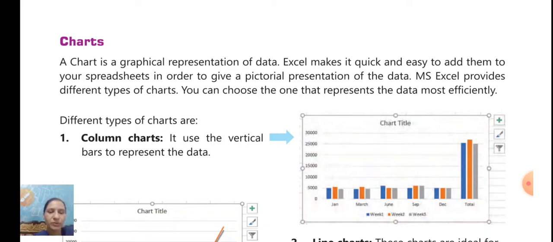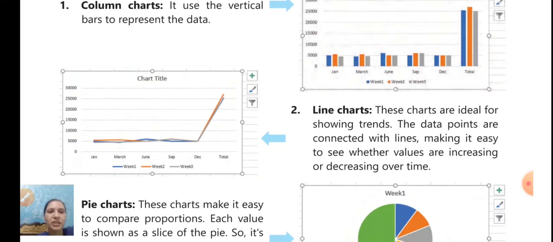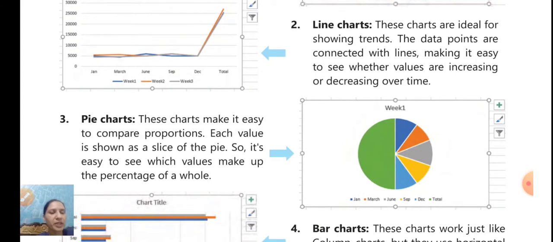First is a column chart. It uses vertical bars to represent the data. Then we have a line chart. These charts are ideal for showing trends, and the data points are connected with lines, which makes it easy to see whether values are increasing or decreasing over time. Then we have a pie chart. These charts make it easy to compare proportions, and each value is shown as a slice of the pie.